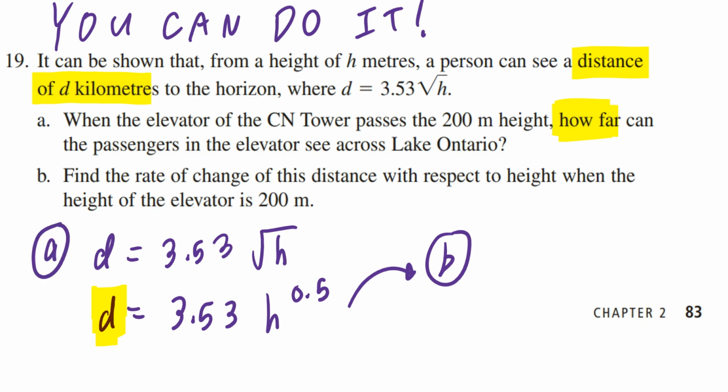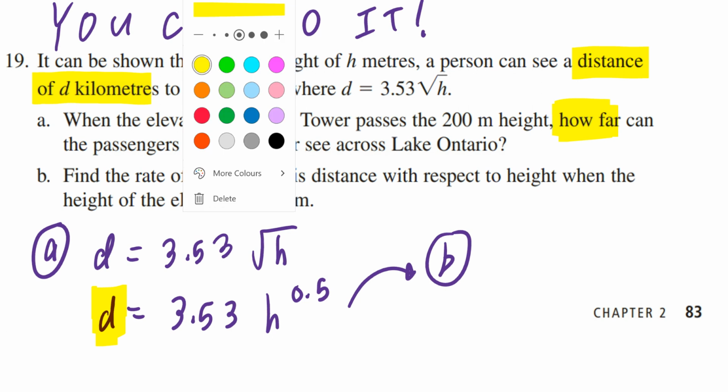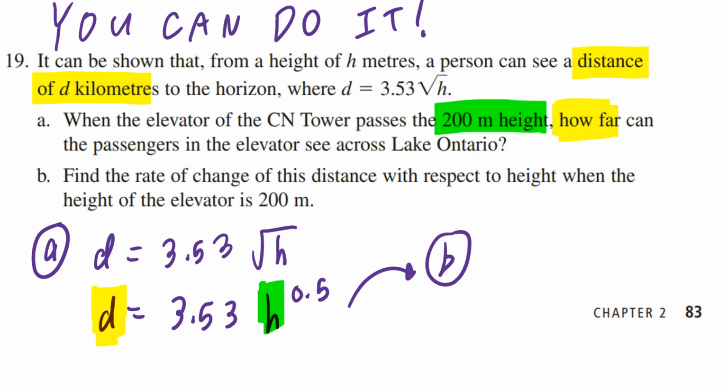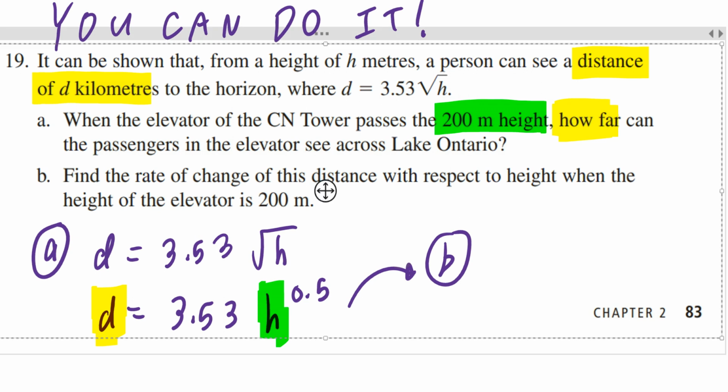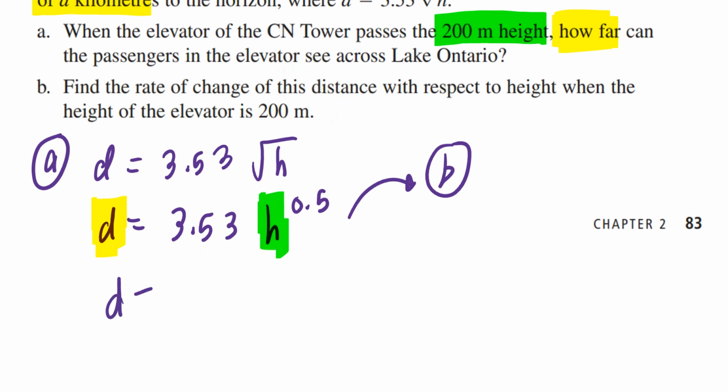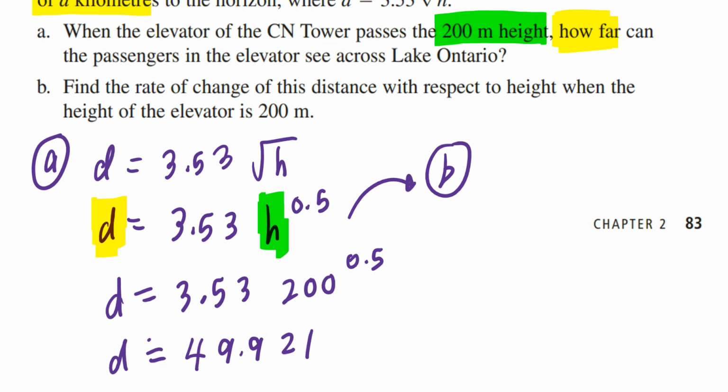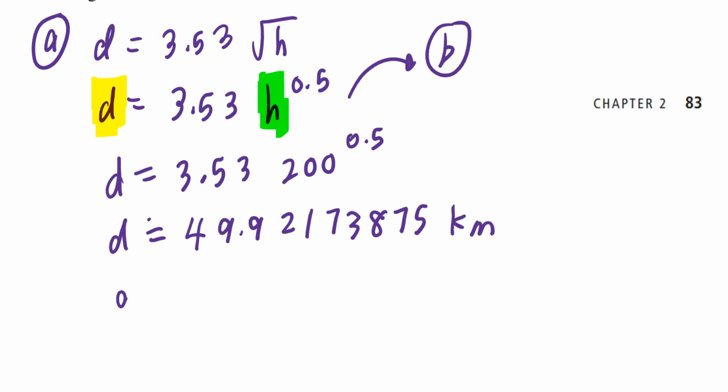But back to part A, I'm going to plug in height to be 200 meters. So I'm going to write down d, which equals 3.53 times 200 to the power of 0.5. If you took the square root of 200 instead of 200 to the power of 0.5, that's perfectly fine. When I take my calculator and work this out, this is approximately 49.2173875 kilometers. If my goal is to round this to one decimal place, d is approximately 49.2 kilometers.